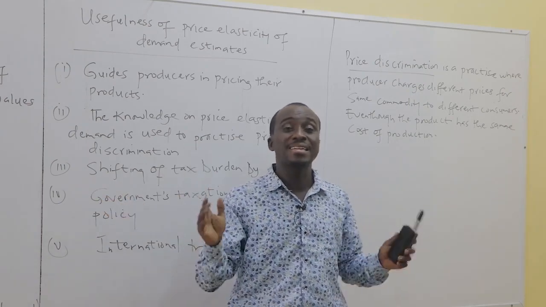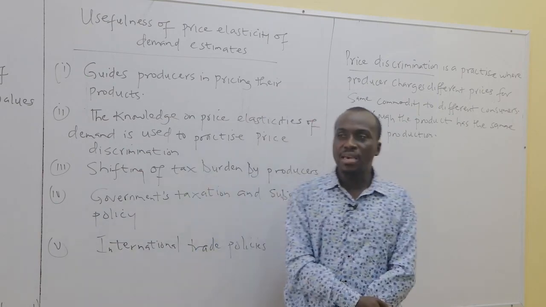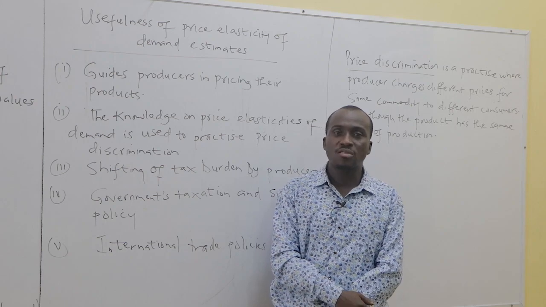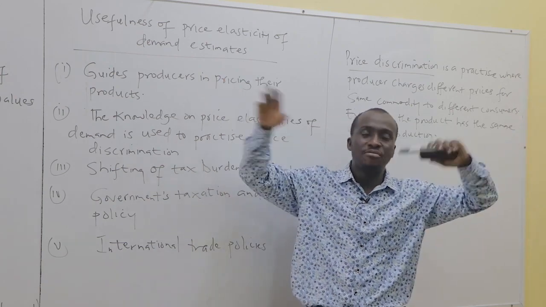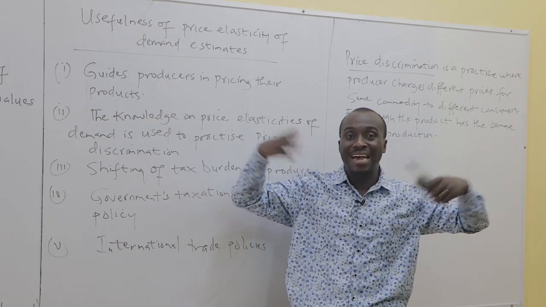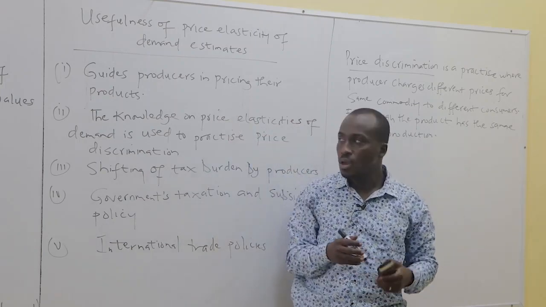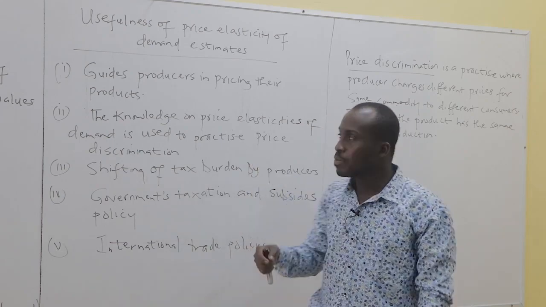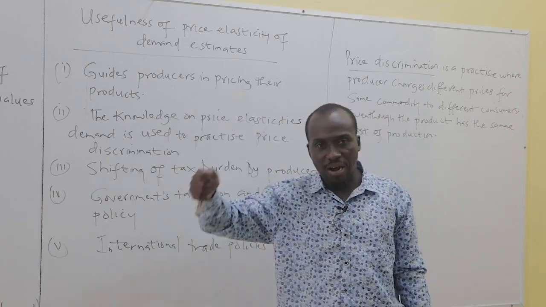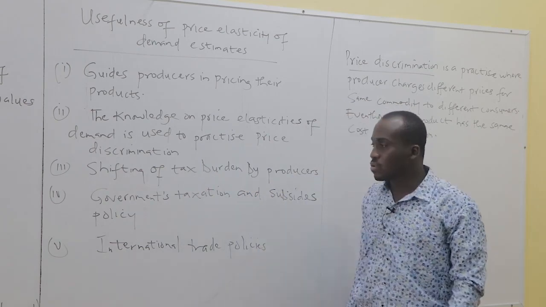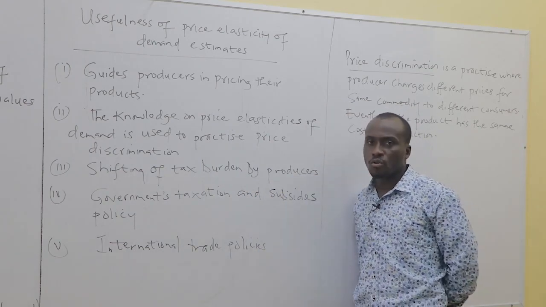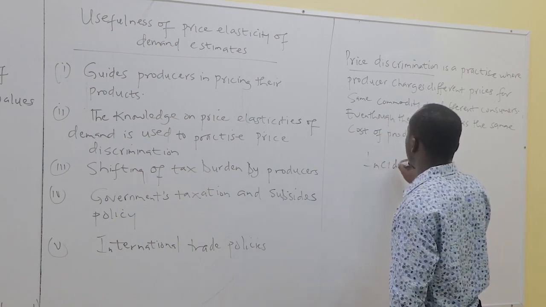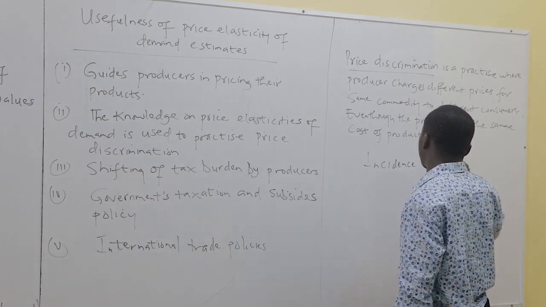And this is done day in, day out in the market. Somebody in China or America can produce something and sell to different consumers at different prices in different parts of Africa based on the elasticities of their demand. So the concept is very important for producers if they want to practice price discrimination. It's also good for producers if they want to price their product. Also, when it comes to shifting of tax burden, what they call the incidence of tax, the incidence of tax burden.